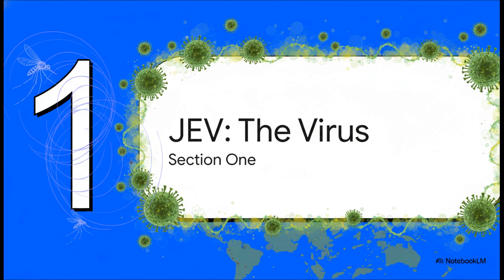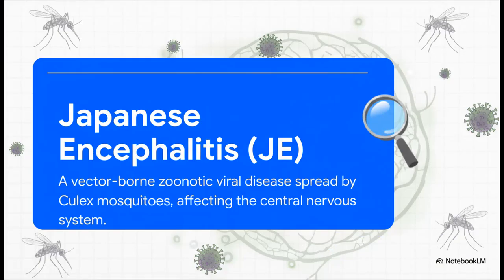Section 1, Understanding the Virus. So what exactly is Japanese encephalitis, or JE? Well, at its core, it's a vector-borne zoonotic viral disease. Now that's a mouthful, but it just means it jumps from animals to humans, and it uses an insect vector to do it. In this case, the culprit is the Culex mosquito. And what's really critical to remember is that its main target in the body is the central nervous system.